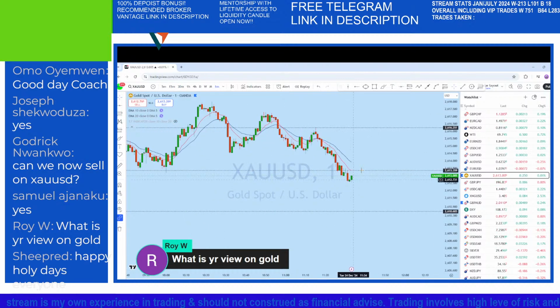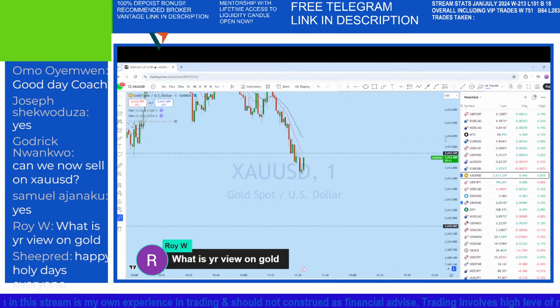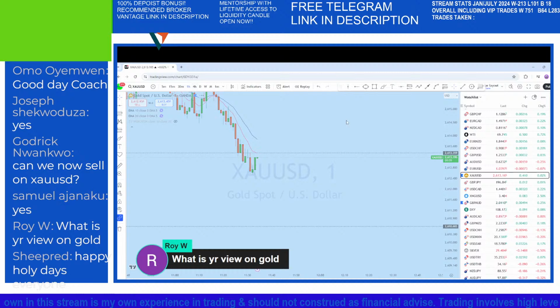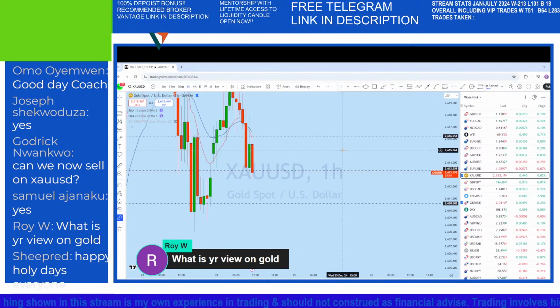Okay, so here you can see locally the market slowly bouncing back to the upside. So trying to bounce back up. This is the 1 hour.